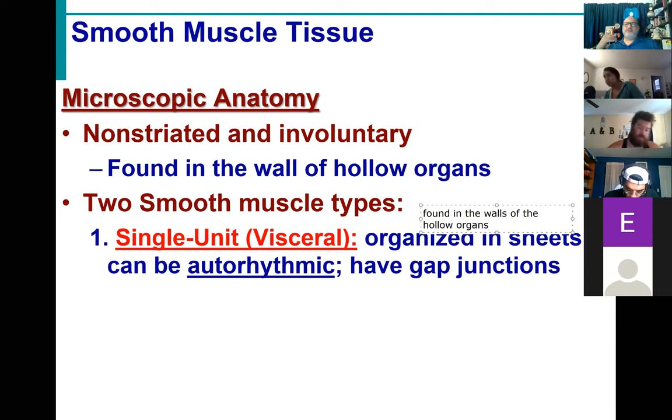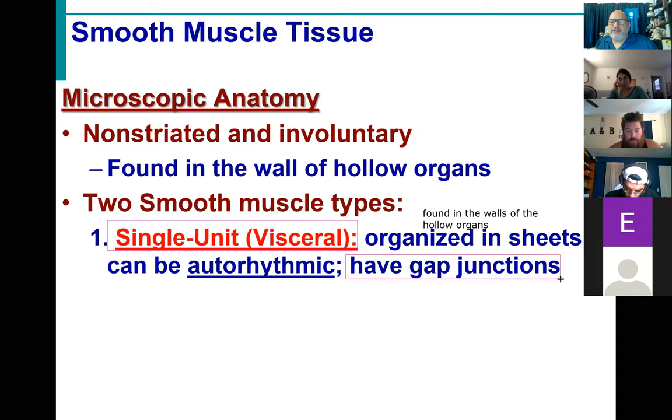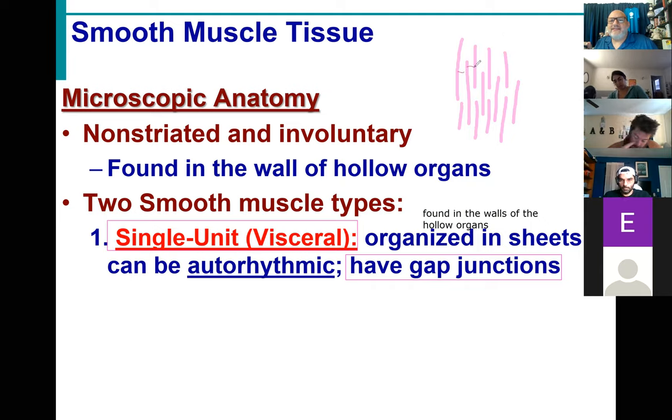So again, as we talked about, these are the ones that are arranged in sheets. They are called single unit because they actually have gap junctions that connect them together. So again, I know these are spindle shapes. For simplicity, I'm just going to draw them as lines here. So you have this row of smooth muscle cells that are all together in this layer, in this sheet. And there are gap junctions that connect these cells together.